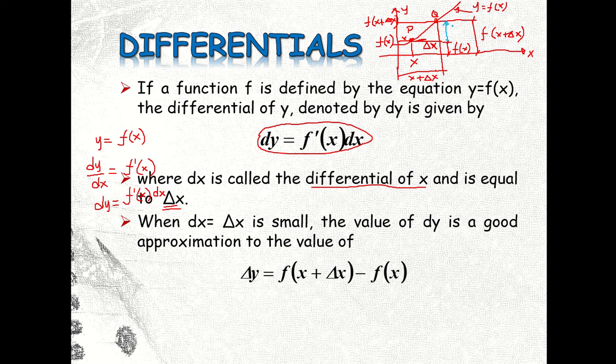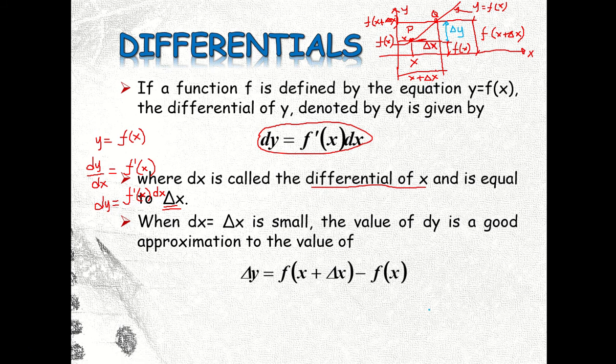So delta y here is the difference between this height, which is f of x plus delta x minus f of x. So delta y here is f of x plus delta x minus f of x. That is taken from this, which was derived in our discussion on the slope.